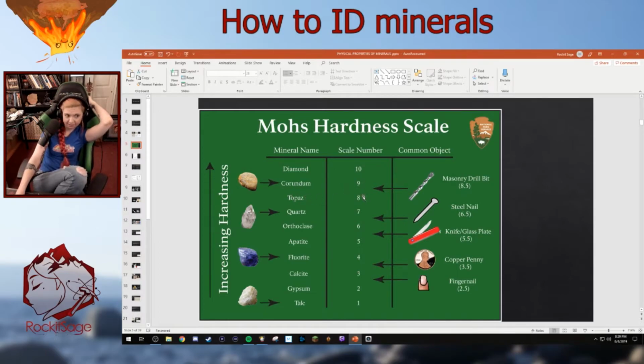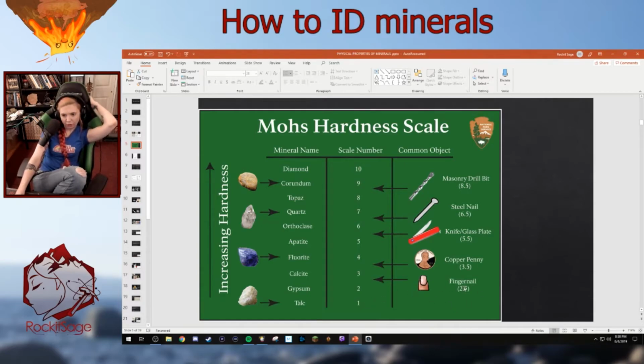Topaz is 8. Quartz is 7. And quartz is very, very abundant. So you can actually use it to test other mineral hardnesses if you wanted to. Orthoclase/plagioclase is usually about a 6. And I have a ton of that. Apatite is a 5. Fluorite is 4, calcite 3, gypsum 2, talc 1.